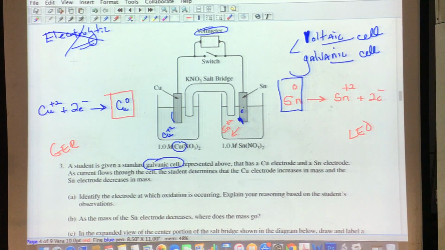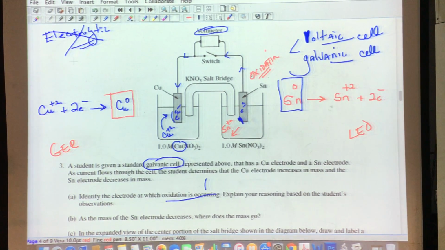Okay, so the electrons are pushed through the circuit, which will eventually be closed. I guess through the voltmeter it's closed. And these electrons build up, if you want to think of it like that, on the copper, and the copper jumps on them to become copper 0. That's how it works. Okay, identify the electrode at which oxidation is occurring. Then you would say the tin is where oxidation is occurring.